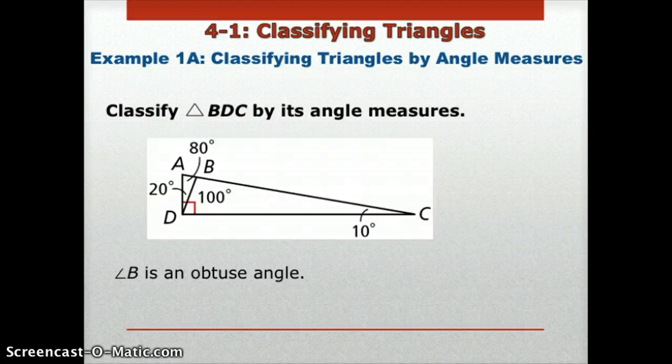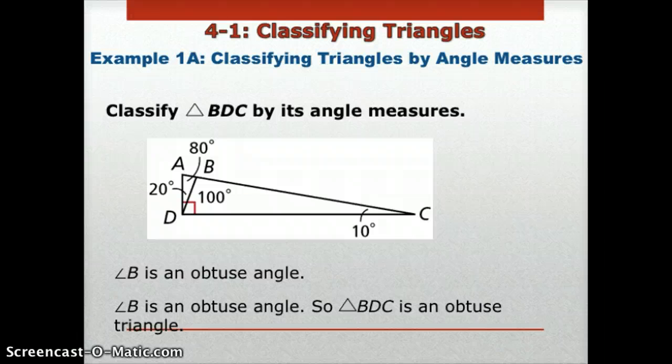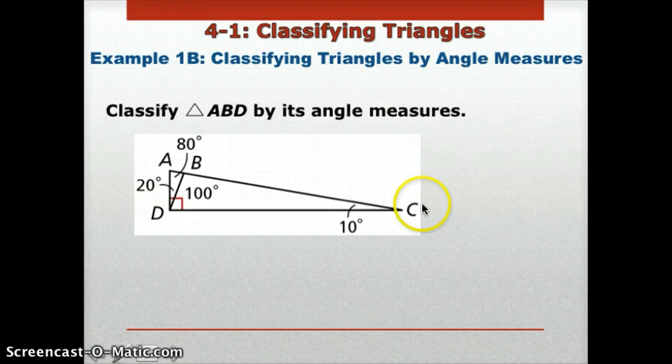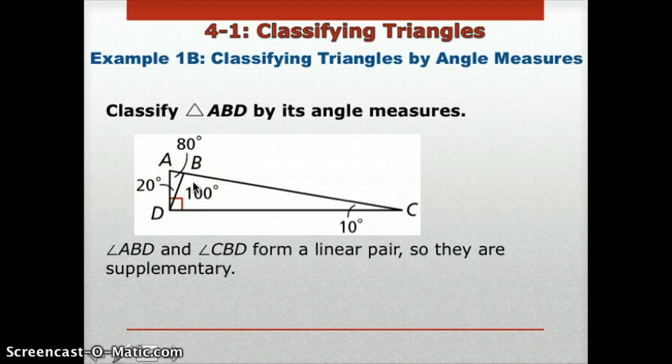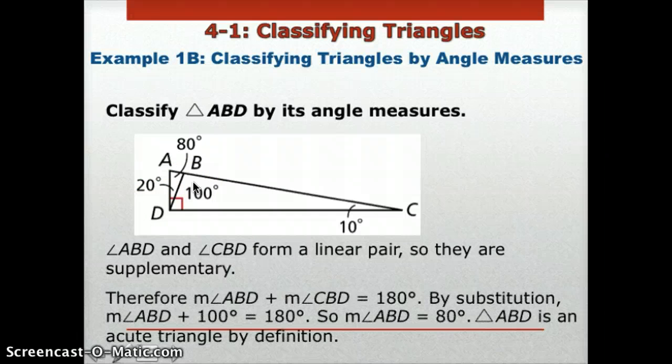So that triangle must be an obtuse triangle. Okay, what if I switch, same picture, but I'm looking at A, B, D, and I see that ABD, this angle right here, and CBD, the one that's 100, form a linear pair, so they're supplementary, which means that if this one's 100 and they make a straight line, this one has to be 80.